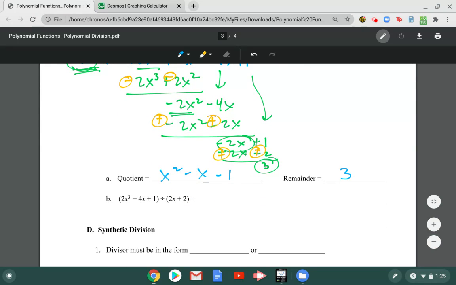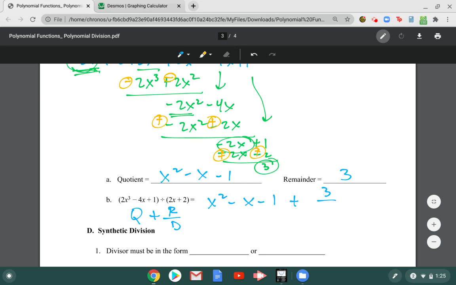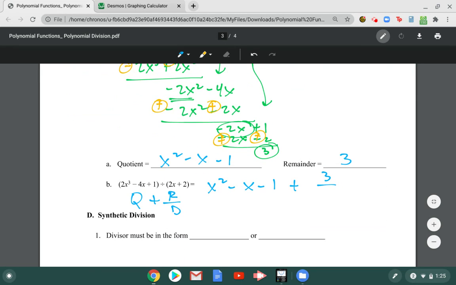So as I write this in terms of quotient plus remainder over divisor, it is x squared minus x minus 1 plus my remainder of 3 over my divisor of 2x plus 2.